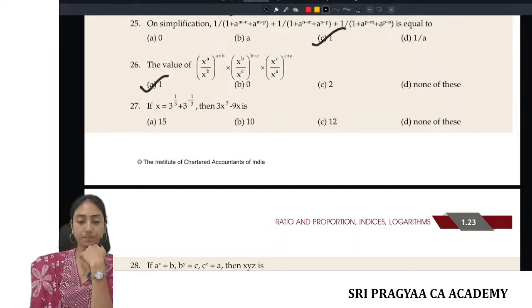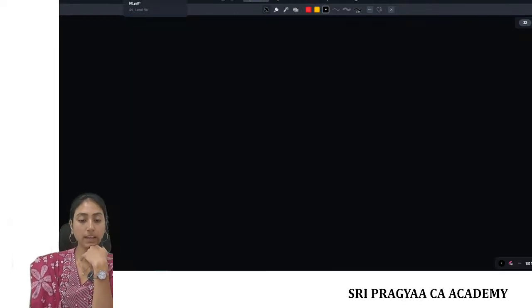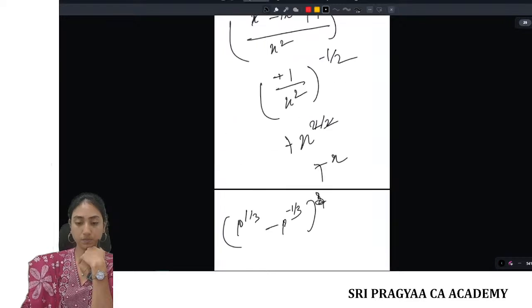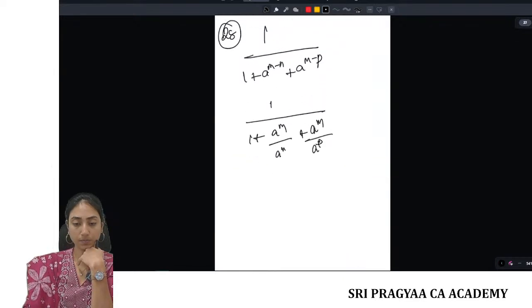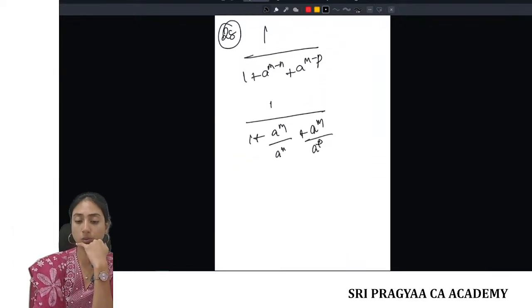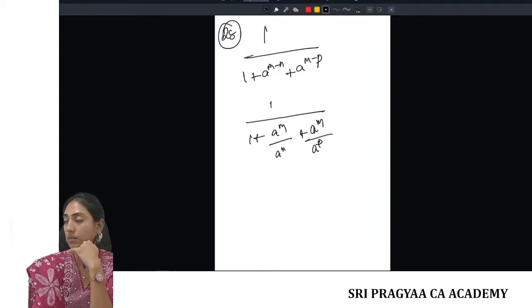25th sum. I'll give you a clue. Work it out: 1 by 1 plus a power m minus n plus a power m minus p, correct?